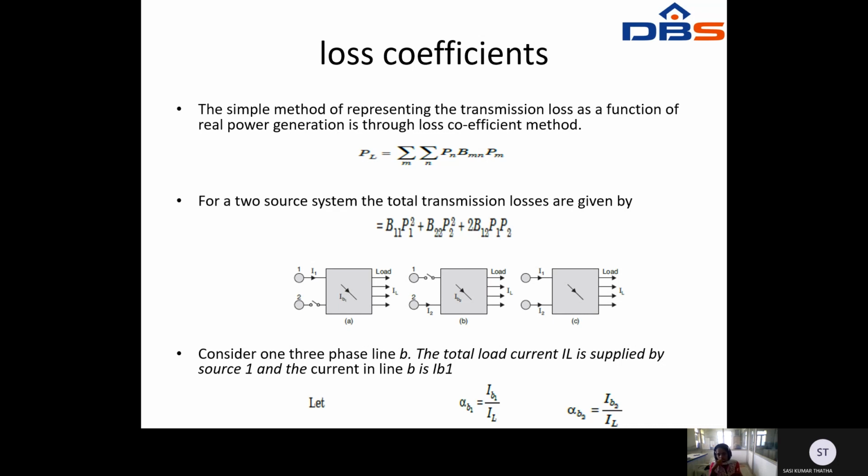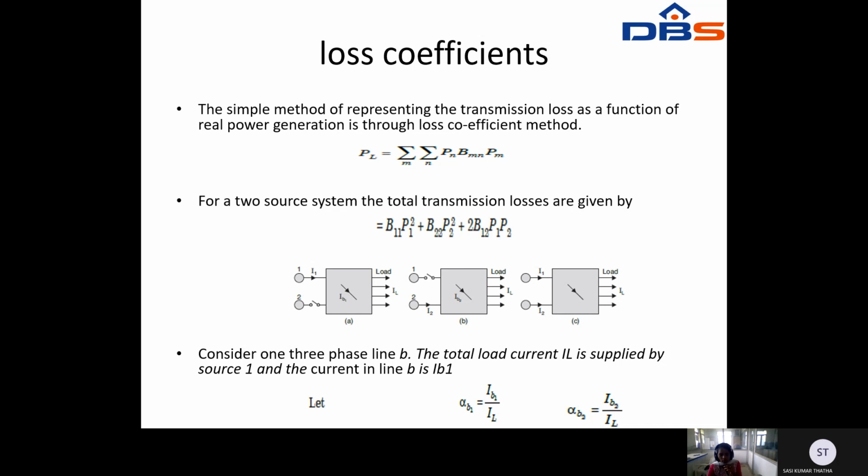To represent the transmission loss as a function of real power generation, we are using the loss coefficient method. PL equals sigma over n and m of Pn Bnm Pm. For a two source system, the total transmission losses are given by B11 P1 square plus B22 P2 square plus 2 B12 P1 P2.